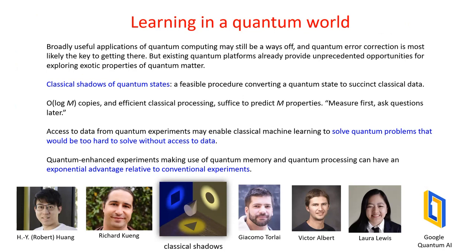Now, for the particular protocol that I described, we can't predict arbitrary properties. We can predict local properties. Anything that can be expressed in terms of an operator acting on some constant number of qubits can be predicted. But the quantum state, which is the input to the process, is unrestricted. It can be any state. It could be a very complex state in an n-qubit Hilbert space.